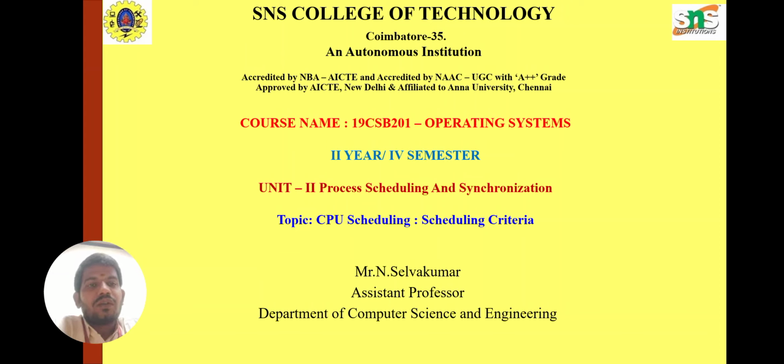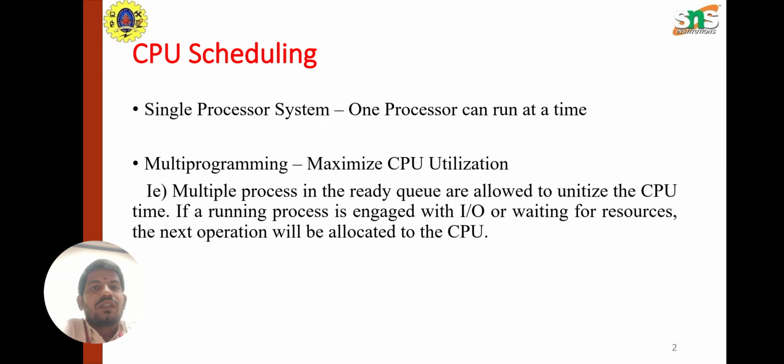Now I am telling about scheduling criteria in operating system. CPU scheduling criteria. In a single process system, only one process can run at a time. Multiprogramming means maximizing CPU utilization. Multiple processes in the ready queue are allowed to utilize the CPU time. If a running process is engaged with input output or waiting for a resource, the CPU will be allocated to the next process.